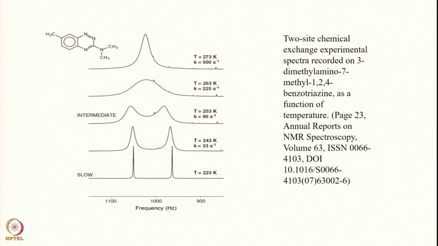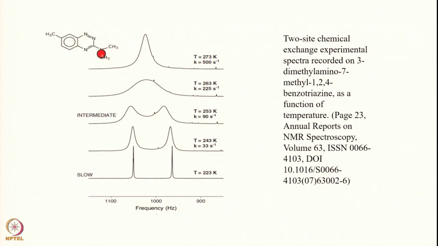Here is a molecule. What we are seeing here are the two lines of these two methyls, NCH3 CH3; these are the two methyl groups which have separate positions. Okay. These are two separate lines, and this is a spectrum recorded at 223 degrees Kelvin of this molecule in some solvent. Okay. This is taken from this resource here, Annual Reports on NMR Spectroscopy.